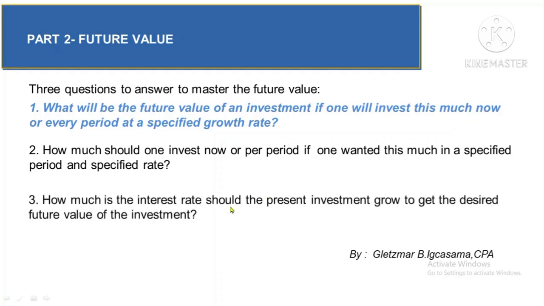In number 3, what interest rate should the present investment grow at to get the desired future value of the investment? In simple terms, the amount available for investment and the desired future value of the investment are given. You just need to find the interest rate so that your present investment will really reach the desired future value.